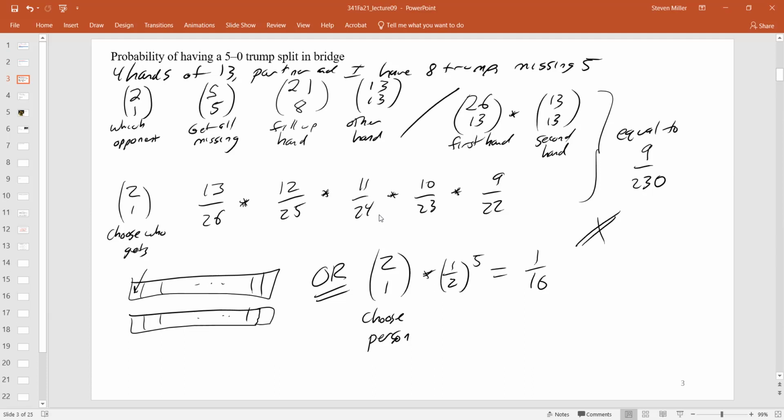So we've got 3 methods. 2 give the same answer. 1 gives a different answer. This is about twice as large. Thoughts?